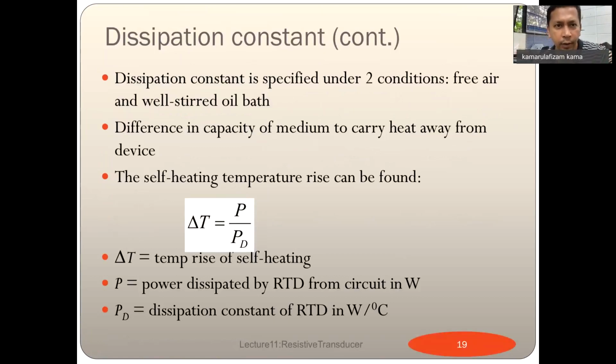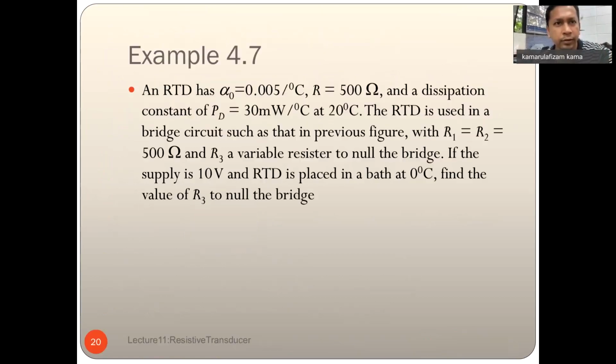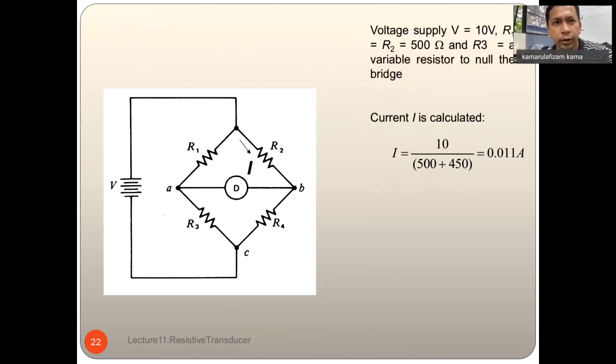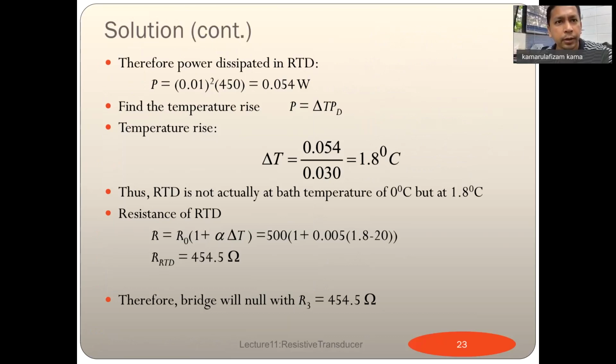So you more or less follow this formula. You can go through the example to see what I'm talking about. Whatever measurement you're getting, you have to compensate. You have to subtract the effect of the heating so that you can get the right and accurate reading. You can go through the example.